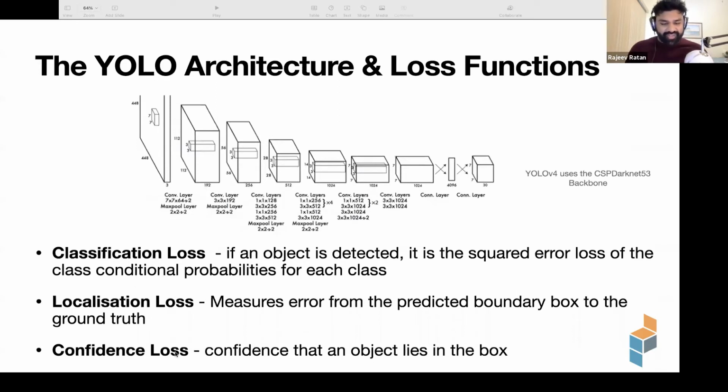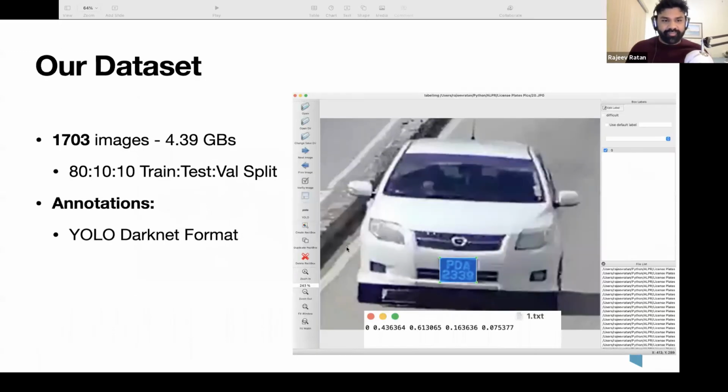And then there's a confidence loss, the confidence that the object lies in the box. So those are the 3 loss functions it's trying to minimize while we train YOLO 4. So this is now how we created our data set.